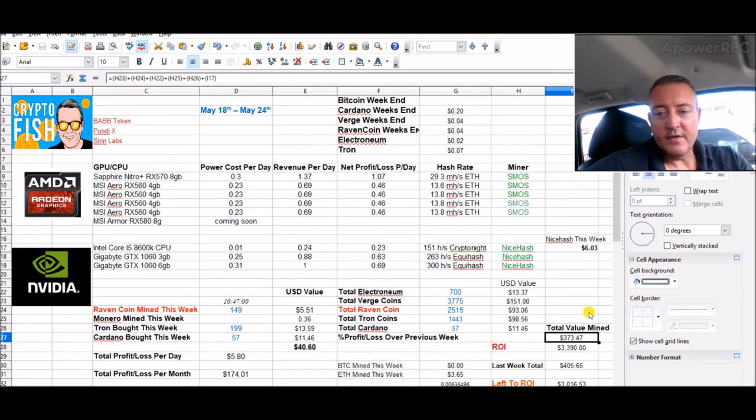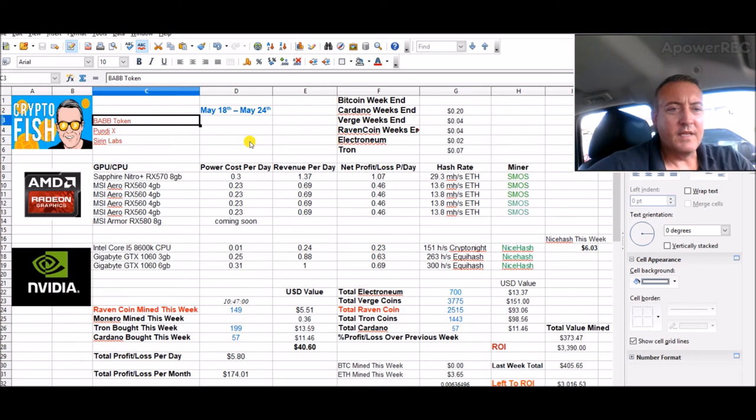So as you can see here, total value mined $373. Yesterday's video, it was at 439, if I'm not mistaken. So we've lost that much in about 24 hours. What is that? 34, 44, 54, like $60-something dollars in the value of what I've mined so far. So it's definitely not looking good.